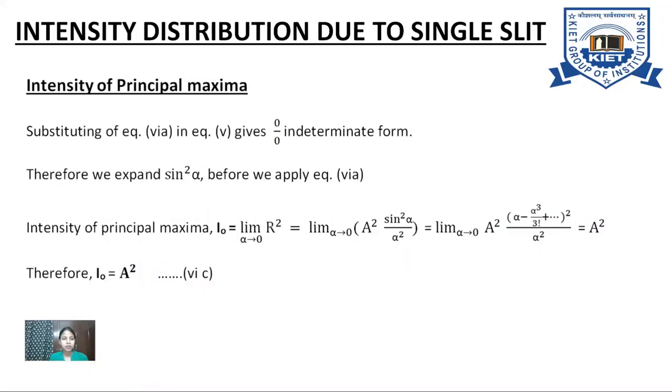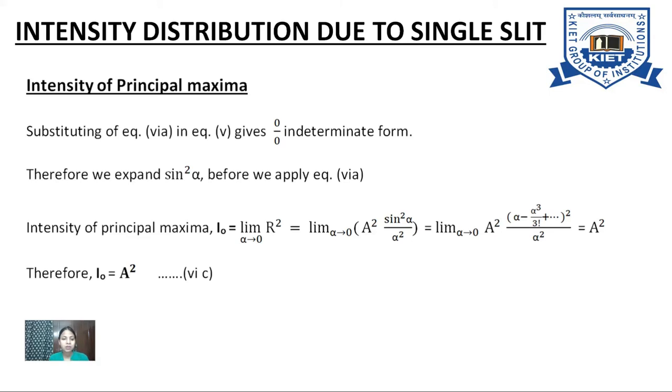Now we have to find out the intensity of principal maximum. For this, we substitute the condition of principal maximum in equation 5, but that will give us 0 upon 0, which is the undefined form. Therefore, even before we put the condition of principal maximum in equation 5, we shall expand sine square alpha.